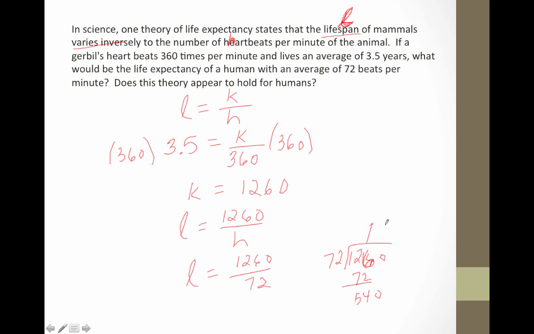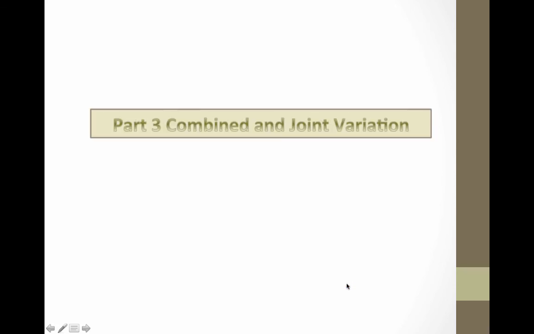Let's see, 540, let's say 6 times. Nope, that was wrong. 7 times. So basically, at some point in our 18th year, we would die. So that doesn't seem horribly likely. So probably the theory does not hold for humans, and I don't know that it holds for anything, but it doesn't seem to hold for us.